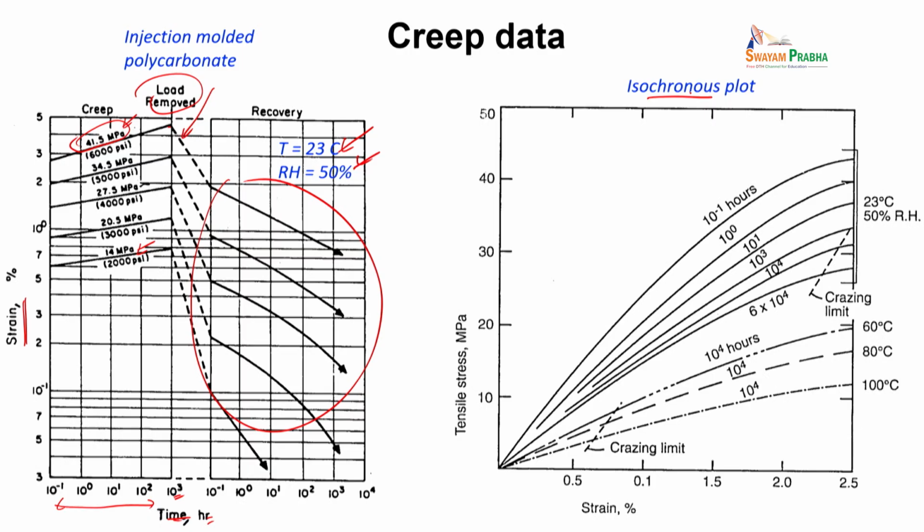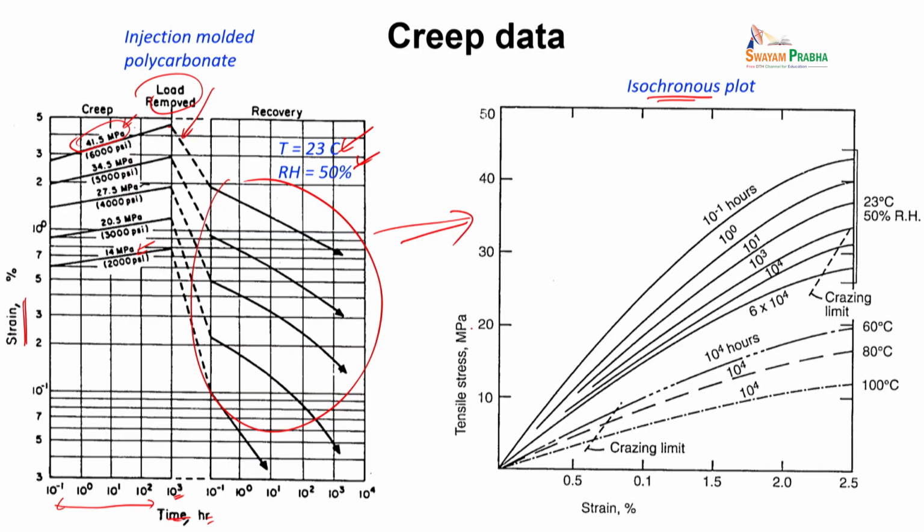Sometimes we represent the same data in something called an isochronous data plot. What it means is, instead of watching over time, you fix a given time and see how the material's property changes. Here the same data is now replotted as stress versus strain for different times. Each curve corresponds to one time. That basically means taking one vertical cut on the left-hand plot; these are all corresponding to a fixed time.